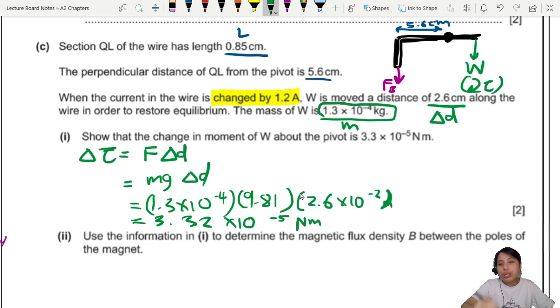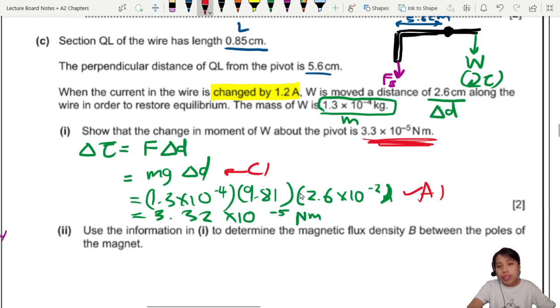So when you change the current, your W moves a bit, then you have a different moment happening here. So this is 2 marks. 1 mark comes from you knowing this equation and subbing in, and the other mark is your substitution of correct values inside here. Final answer, no mark, because they already gave you the final answer.